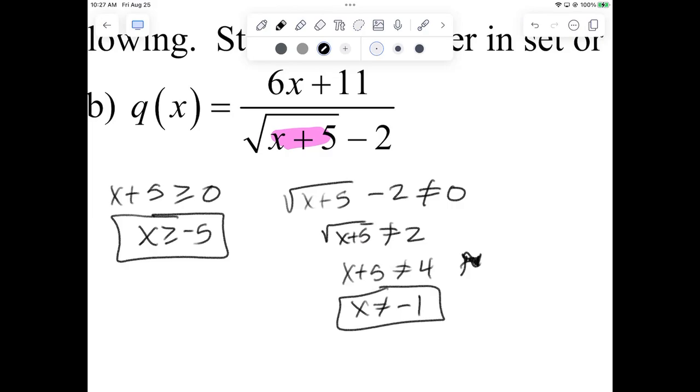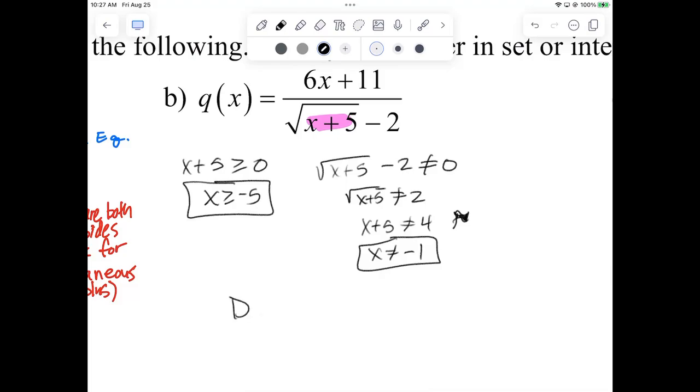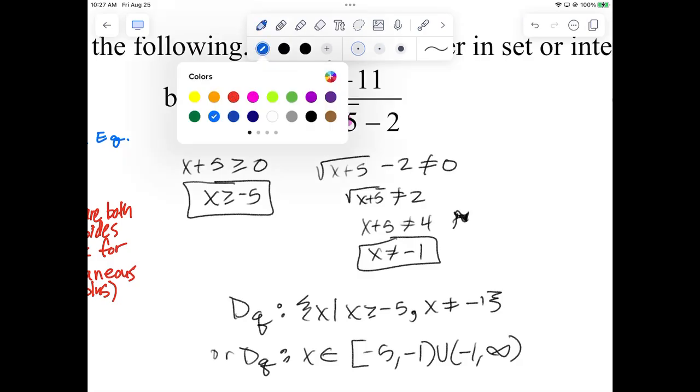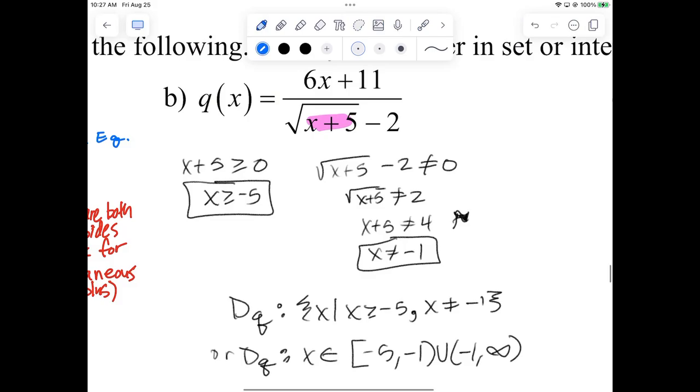All right, we do need to combine them now, both of them. We'll say the domain of Q, or Dairy Queen, if you will, d sub q, the set of all x such that x is greater than or equal to negative 5, comma x can't be negative 1, or d sub q colon x epsilon. Start at negative 5 with a bracket, cruise to negative 1, step over it, and then go to infinity. There it is.